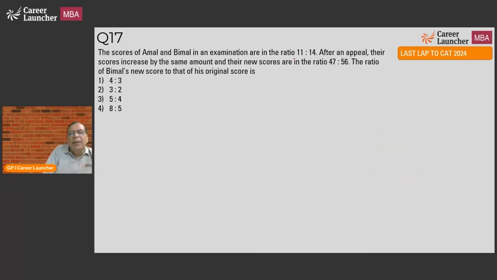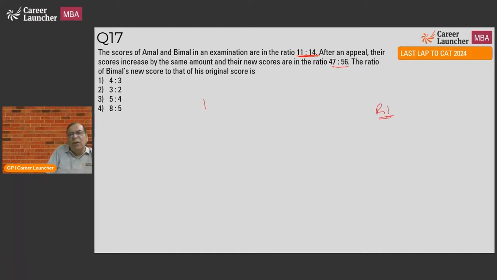Scores of Amal and Bimal in an examination are in the ratio of 11:14. After an appeal, their scores increase by the same amount and the new scores are in the ratio of 47:56. The ratio of Bimal's new score to his original score. Round 1 question.